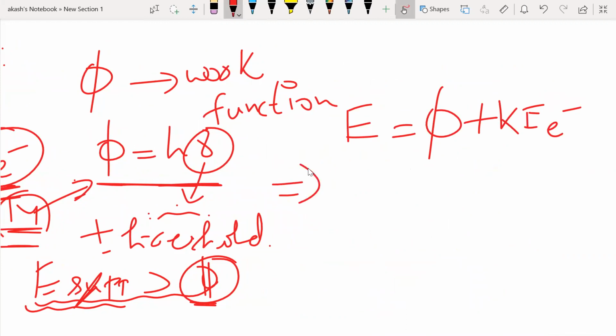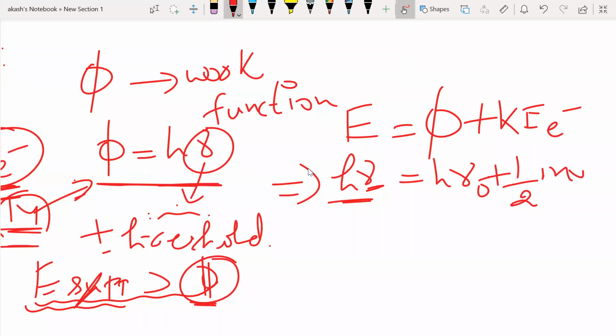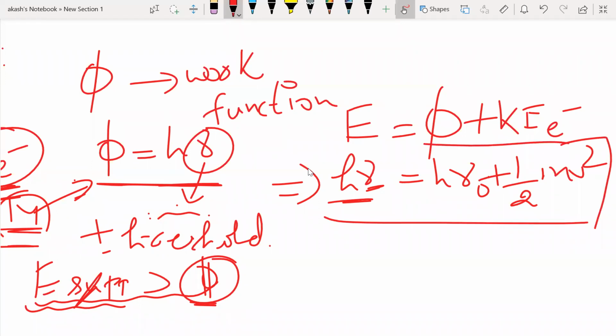Now if I write it in terms of frequencies, I can write h nu, the frequency possessed by the photons, will be equal to h nu naught plus half m v square. So again, I can have questions coming from this particular equation also. h nu is equal to h nu naught plus half mv square. Obviously, that's an energy conservation equation. Pretty simple, right? So that is about your photoelectric effect.